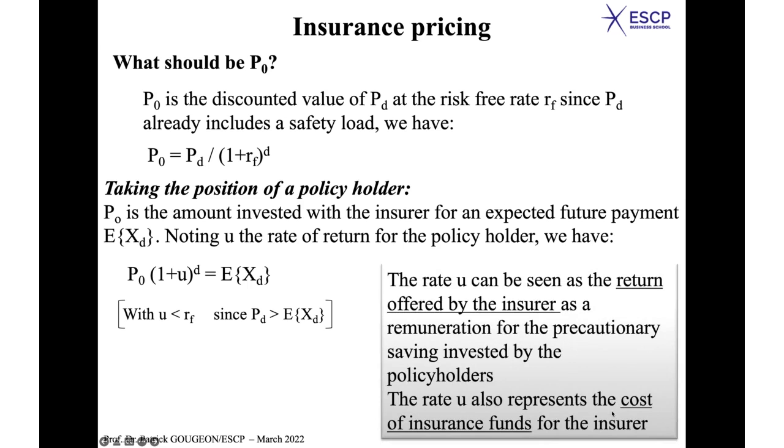The rate U can be seen as a return offered by the insurer as a remuneration for the precautionary saving invested by the policyholders. The rate U also represents the cost of insurance funds for the insurer. Okay?